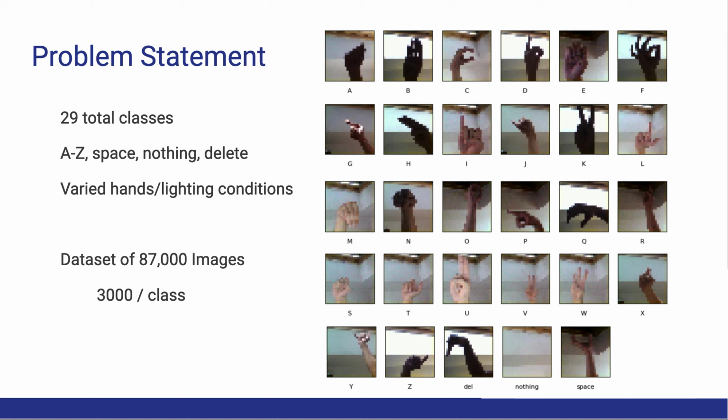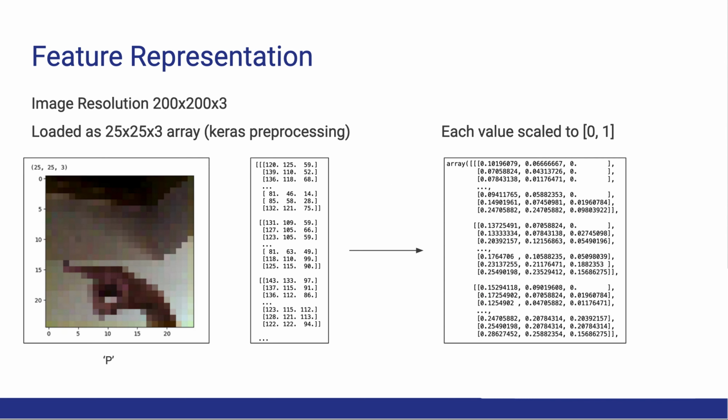The data set's from Kaggle. It has 87,000 images, and it's completely balanced. So there's 3,000 images from each class. Then looking at the features, so the sizes of the images are also all consistent. So they're all 200 by 200 RGB. But you can see in this example, it's more pixelated. So this is how the images are actually represented.